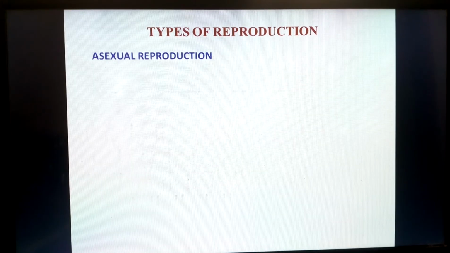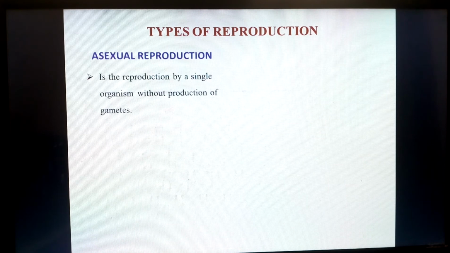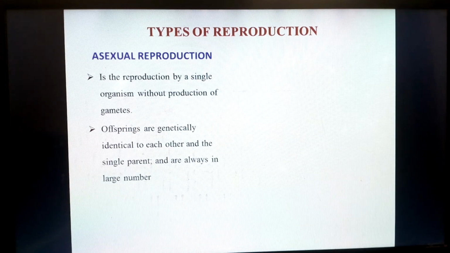So among the types of reproduction, we are going to look at one at a time and elaborate on it, talking about its advantages and disadvantages. The first form of reproduction is asexual reproduction. In this one, only a single organism is involved and there is no fusion of gametes. Because of that, the offsprings generated are going to be genetically identical to the parent, and they are always in large numbers. That's very unique to asexual reproduction.